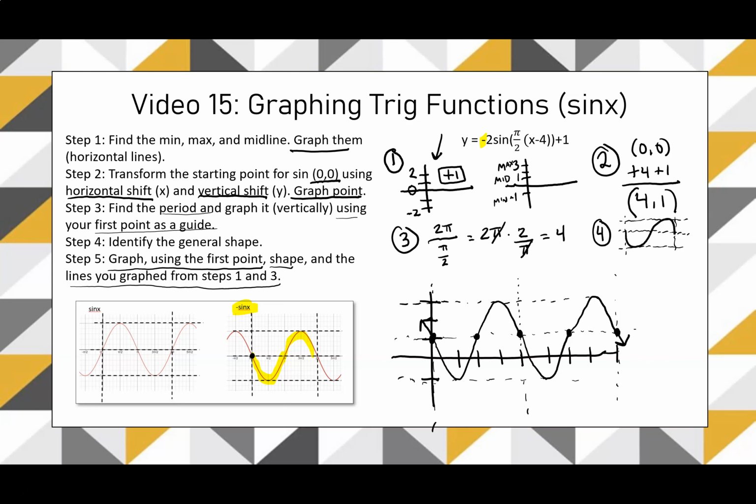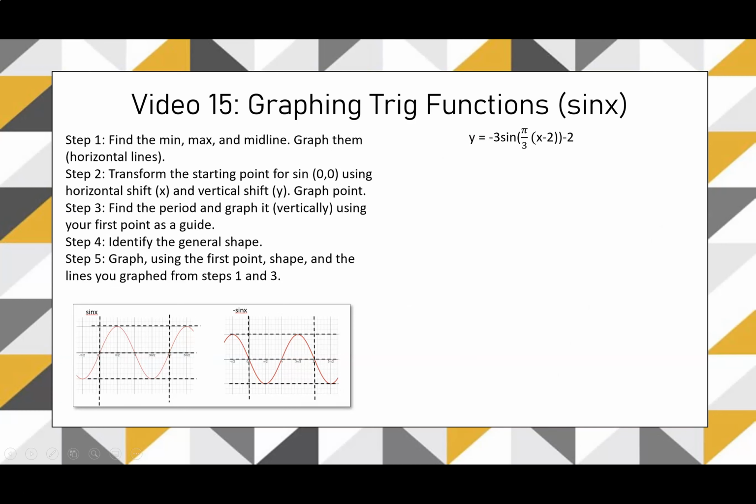All right, let's go to the next problem. All right, same exact problem except different numbers here. So we're just going to run through this process all over again. So the first step is to find the min, max, and the midline. And to do this, I really look at the amplitude and I say, okay, I've got a 3, right? So this was a -3. You got your midline at 0 and then goes to 3.